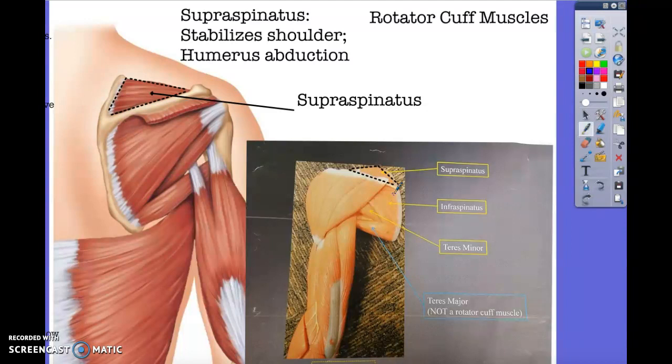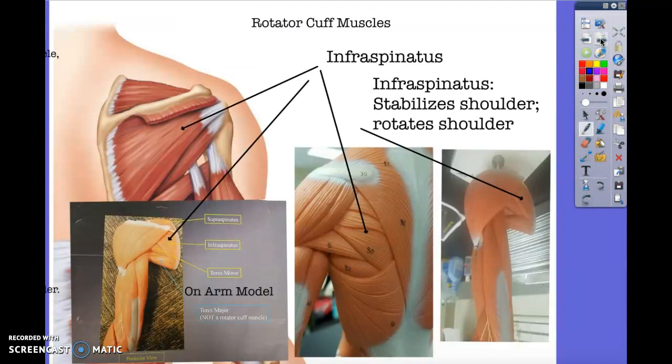Okay, so when we're abducting, what are we doing? We're taking away from the body, right? So supraspinatus was involved in that movement. Another rotator cuff muscle, the infraspinatus. Again, the word is telling me where it's at. I know it's below from infra, and below what? The spine.